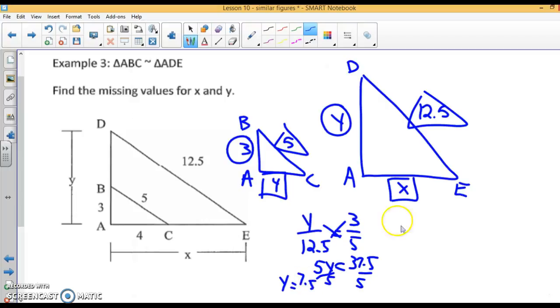Okay, let's set up a proportion to find x. So I'm going to start in this triangle. x over 12.5, that over that, equals 4 over 5. Cross multiply, and I'll have 5x equals 50. Divide both sides by 5.